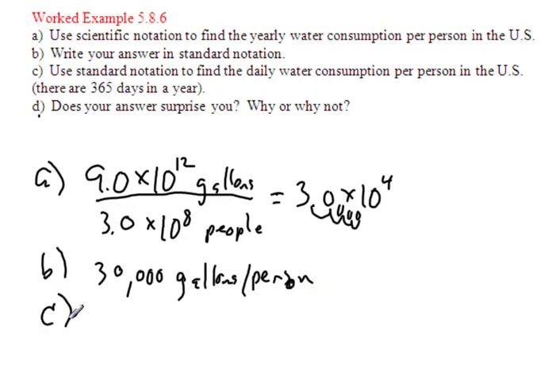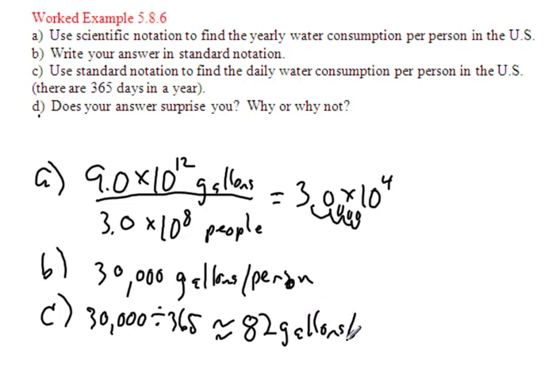Part C. Use the standard notation, which is our answer here, to find the daily water consumption per person in the U.S. So daily, there are 365 days in a year. So we'll take our 30,000, and on our calculator we'll divide it by 365, and I come up with approximately 82 gallons per person. That's on a daily basis.